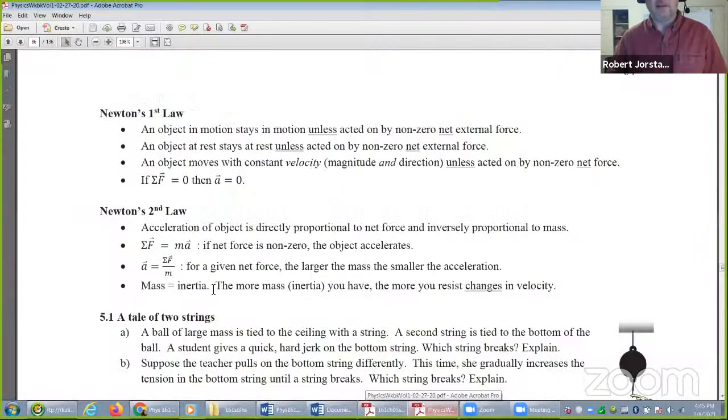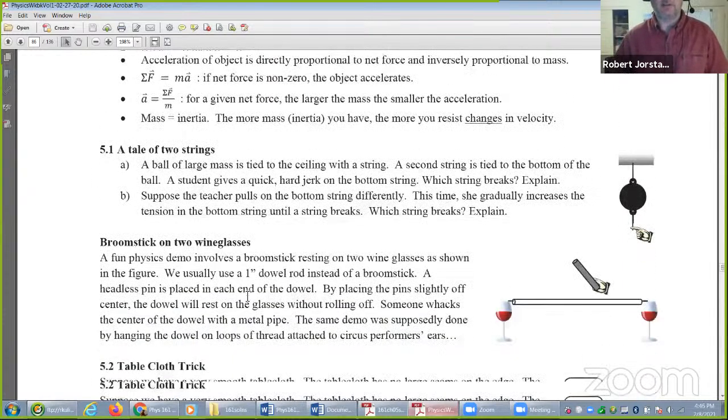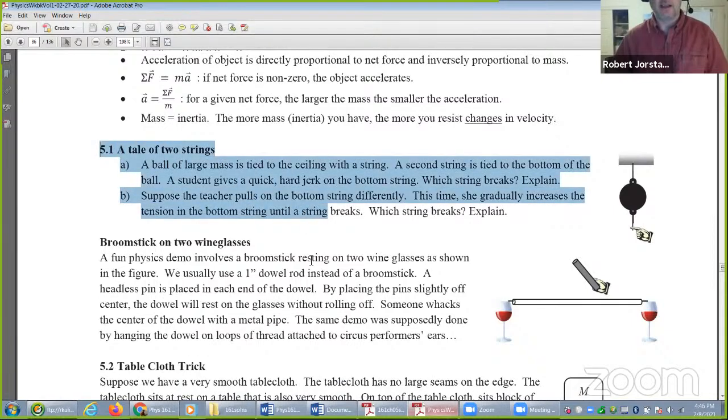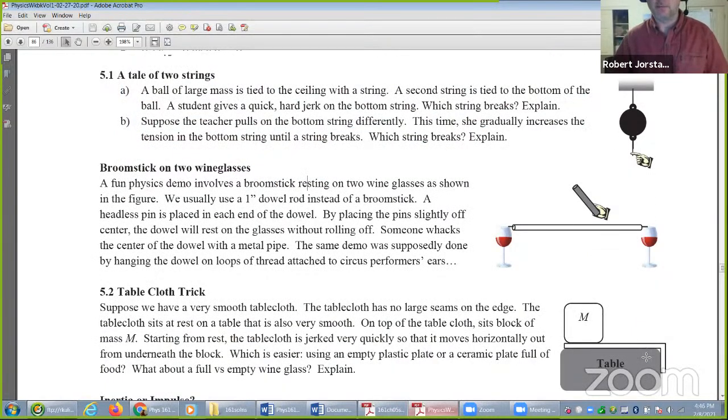All right. So, you might have heard the term inertia before. Inertia, mass, we can use those terms pretty much interchangeably for right now. If you have a lot of mass, you have a lot of inertia. You resist changes in velocity. You have small acceleration. So large mass, small a, large mass, resist changes in velocity. All right, and so let's take a look at 5.1, a tale of two strings. And actually, you could look at all of these problems on this page. 5.1, the broomstick and the tablecloth trick. So let's start with this one here.